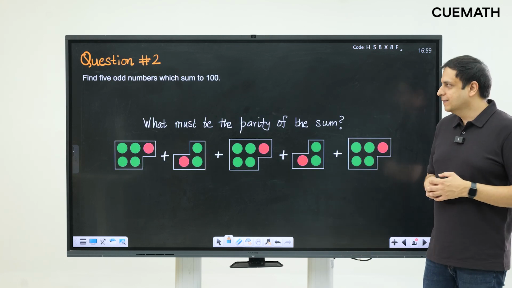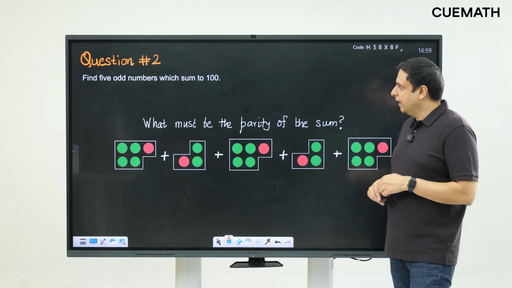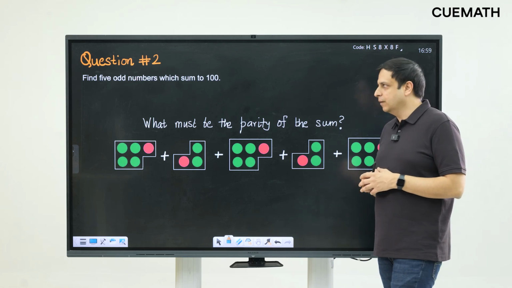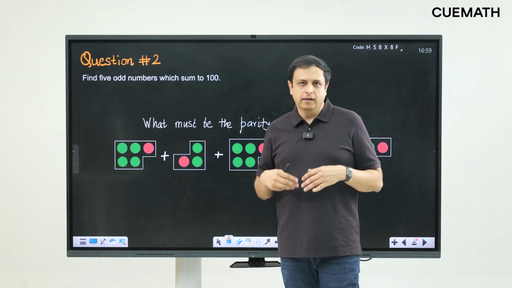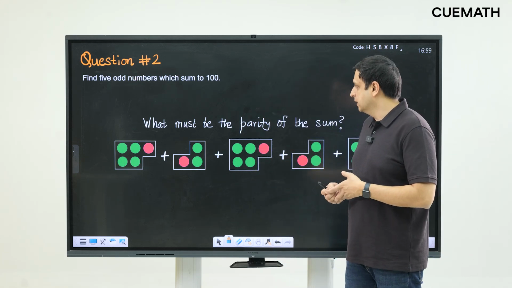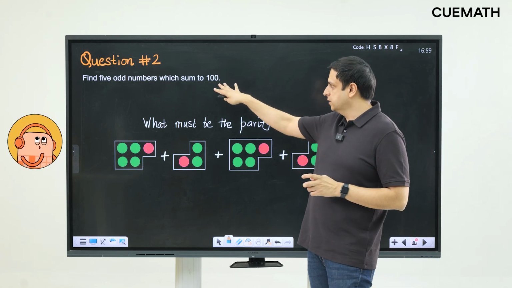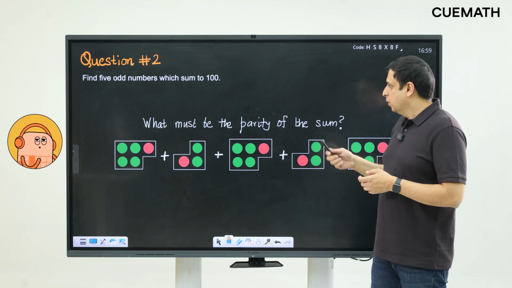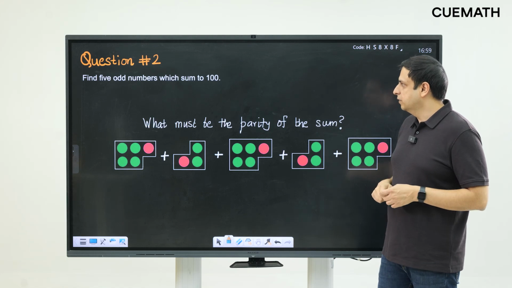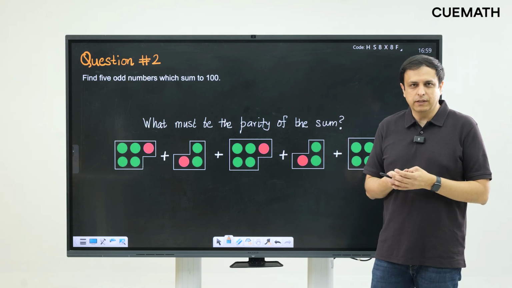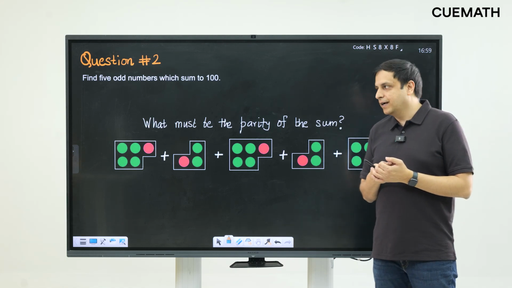Now if you extend this to the next question, find five odd numbers which sum to 100. That's question number 2. The idea is very straightforward and similar once again. The question you have to ask yourself when you see a problem like this is, what must be the parity of the sum? If you have five odd numbers, you put them together, what must be the parity of the sum?